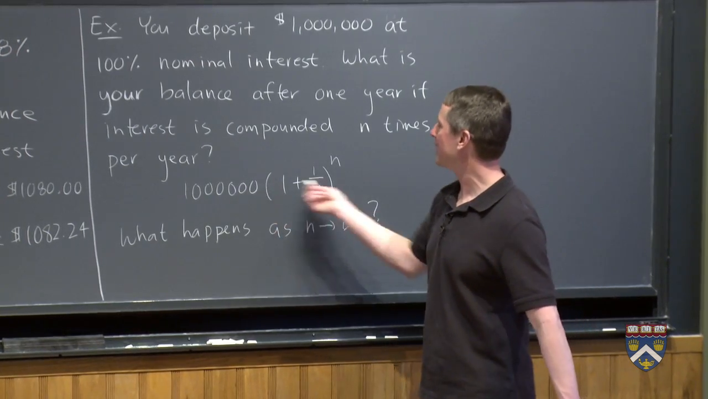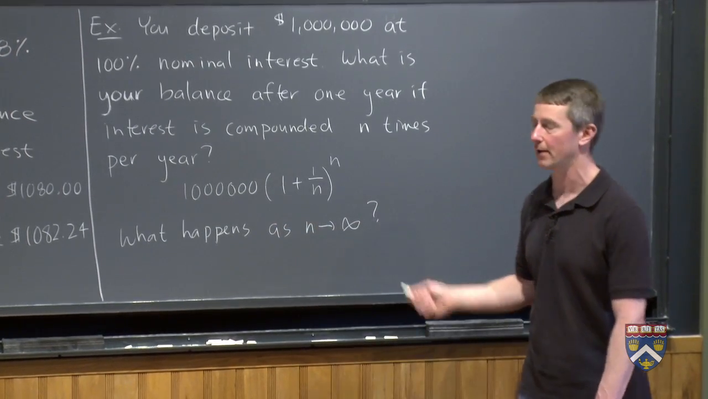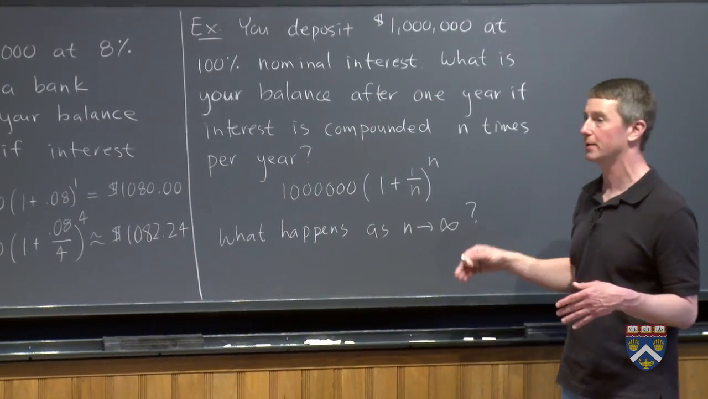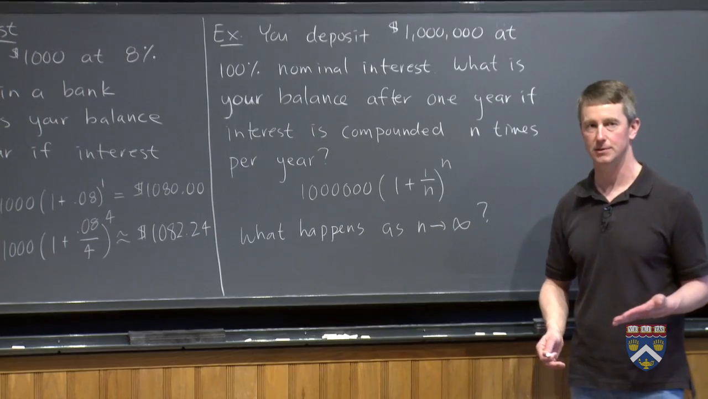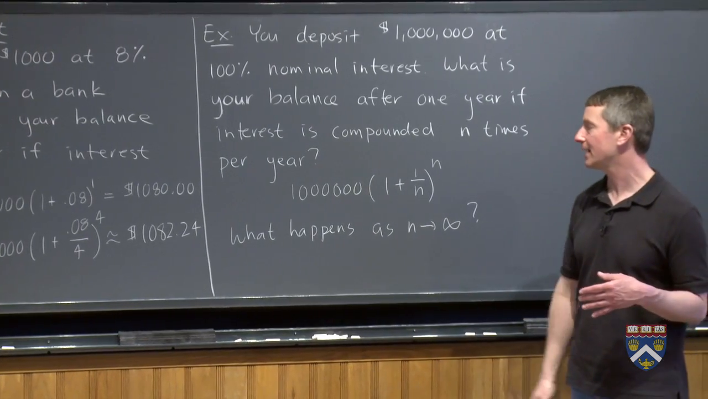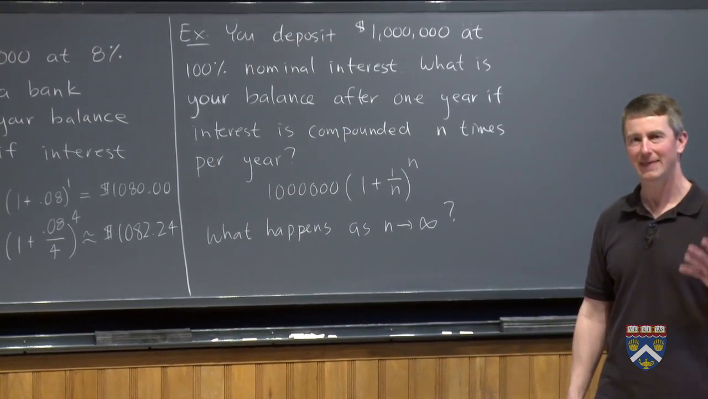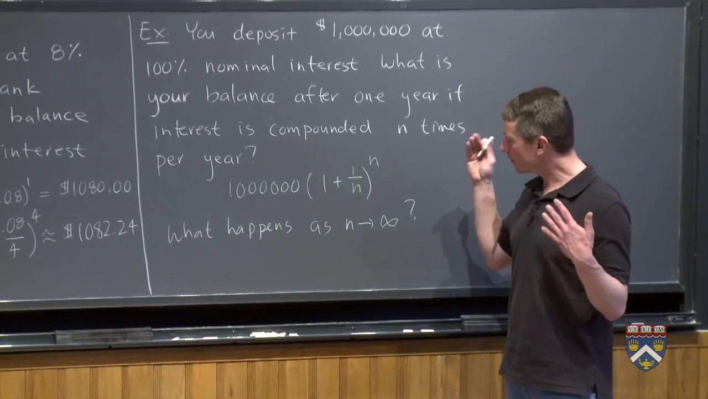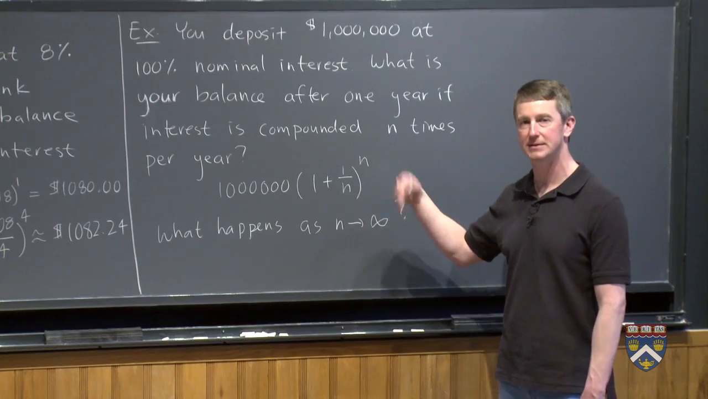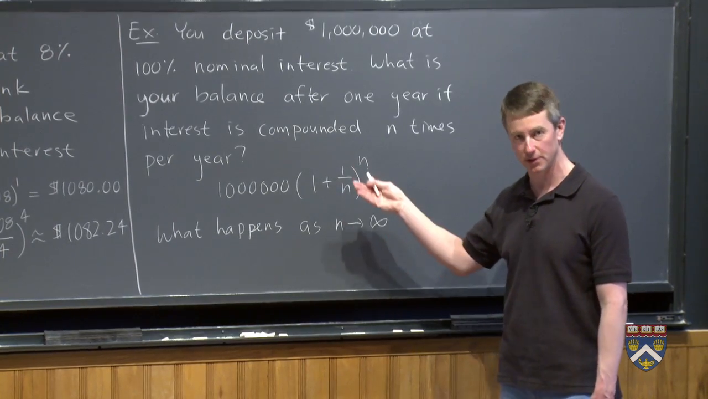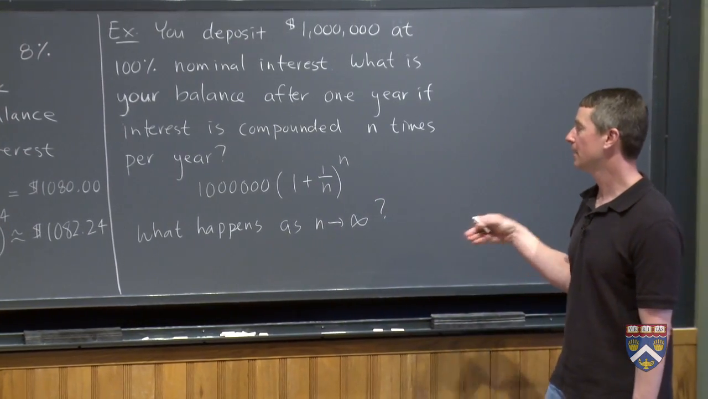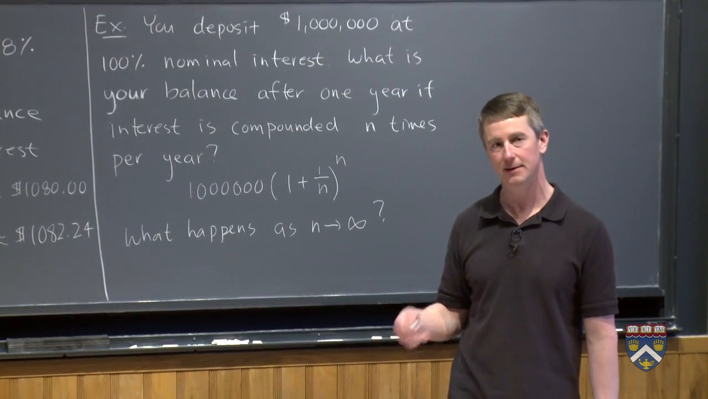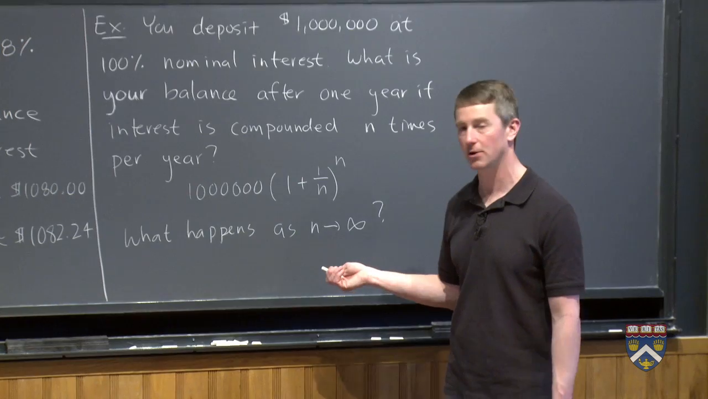We know that if we compound it 1 time a year, we're going to end up with $2 million. Based on what we saw over here, if we compound it more than 1 time per year, we're going to end up with more than $2 million. But the question is, as n goes to infinity, will the amount that you have at the end of the year also go to infinity? Will there be a way for you to earn $5 million, $6 million, $1 billion, $1 trillion by the end of the year? And we have an applet for you to experiment with different values of n to see what happens as n goes to infinity.